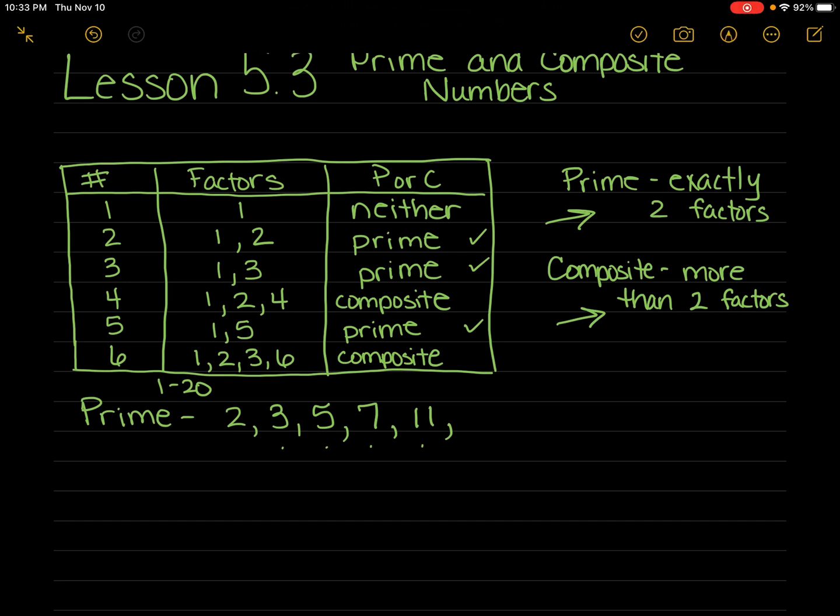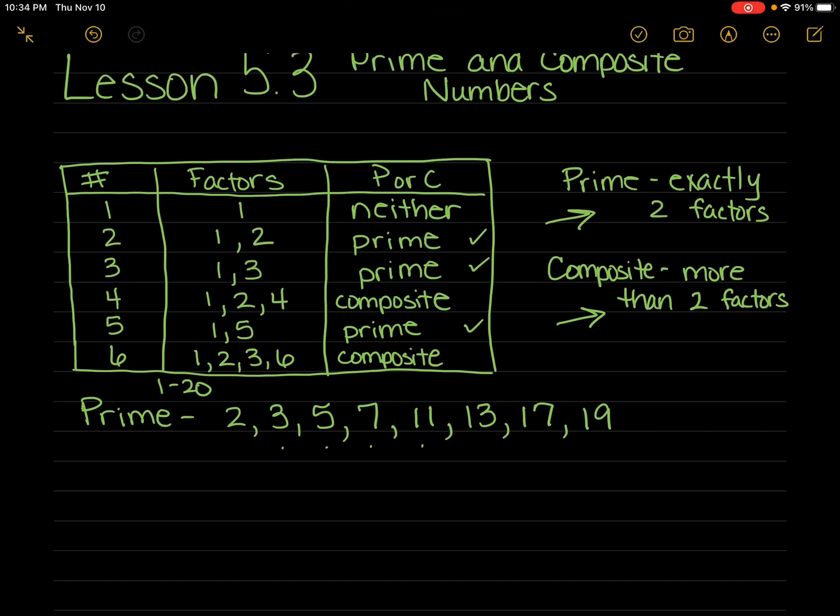Not 12 because it's even, but 13 is prime. 14 is not. 15, okay, that's my next odd one. Is it prime? No, it is not, because 15 can be 1 and 15, and it can also be 3 times 5. Okay, 16, no. 17, yes. 17 is my next one. 18, no. 19, yes. And 20, no. So those are my first prime numbers up to 20.